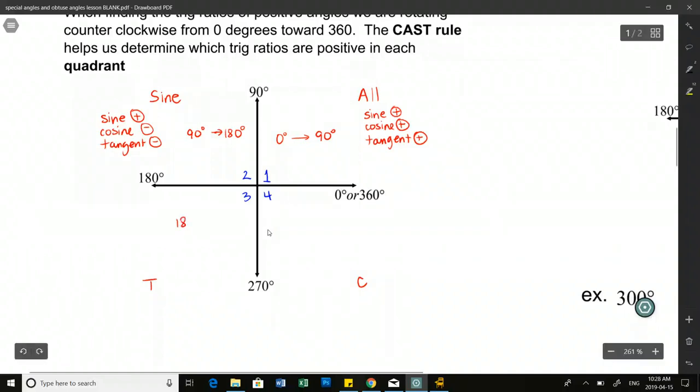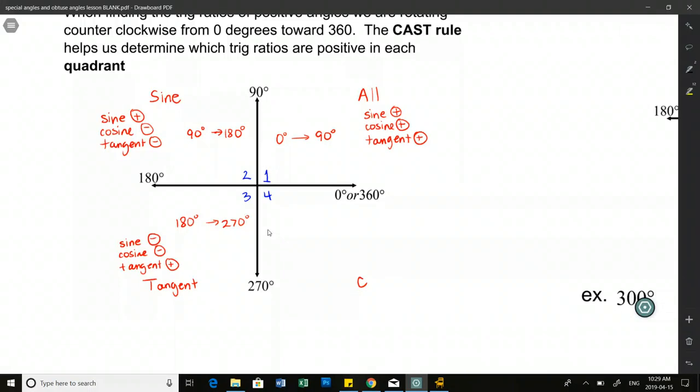So we can probably guess what's going to happen in the quadrant from 180 to 270. What does T stand for? Okay. So if T stands for tangent, which trig ratios will be positive here and which ones will be negative? Tan is going to be positive in its own quadrant, and then sine and cosine should be negative in this quadrant. You can do a test value if you're not sure. Choose something between 180 and 270 and plug it into your calculator.